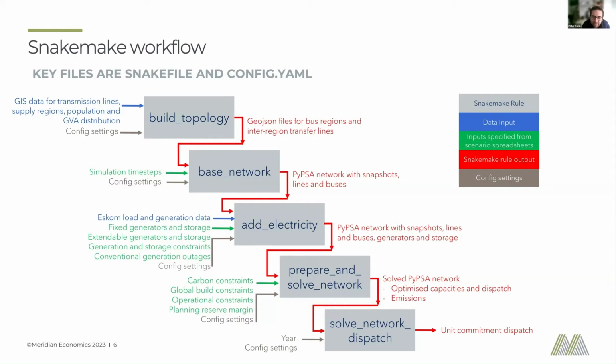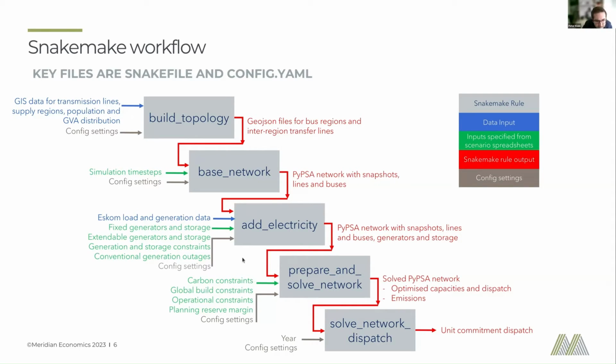And now we have a network that has generators and storage. We've got our snapshots, our lines, our buses. And we're now almost at the point where we're ready to solve this network. Finally, then we want to do some final preparation of the network before looking at solving it. And this really involves mostly adding different constraints into the model.